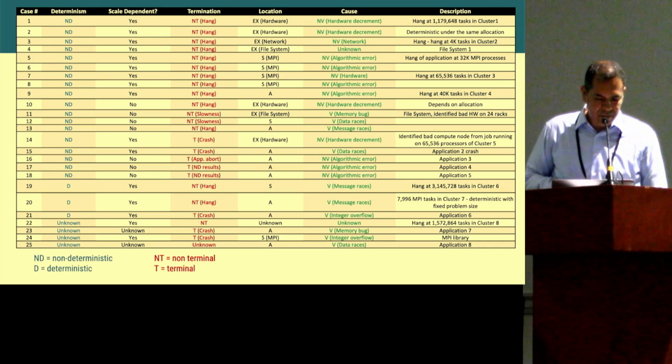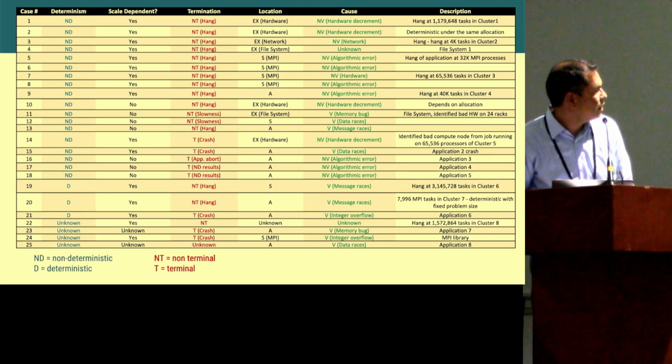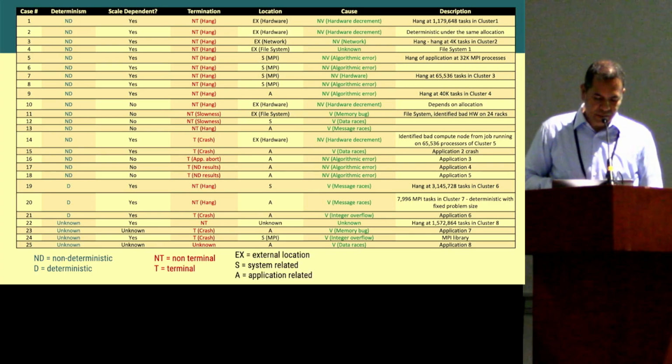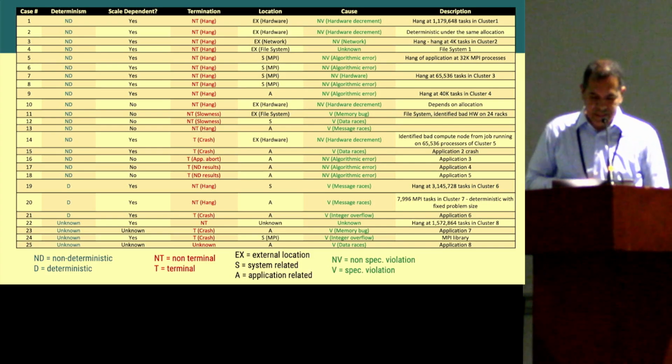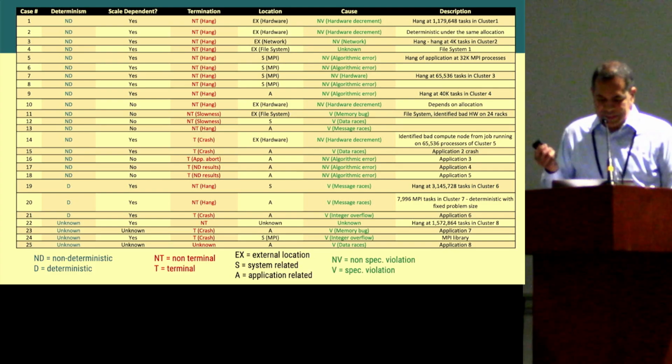Termination, that's the fourth column. You see a lot of hang cases, a lot of slowness, crash. Then we have the location, whether it's external, system-related, application-related, the cause, and then some description of the case. So for example, the first case was a hang that happened at about 1 million MPI processes in a given cluster. So there are some things we learned from that study.